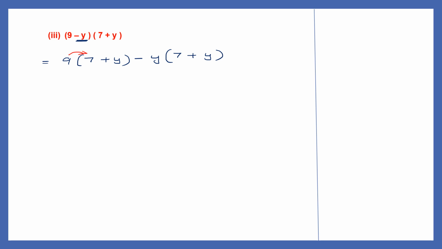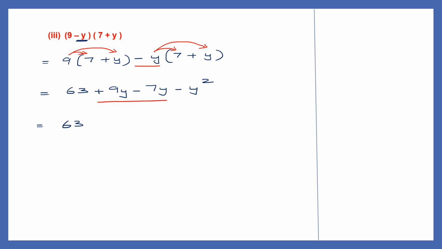Now let's do normal multiplication. First 9 into 7 and then 9 into plus y. So 9 into 7 is 63. 9 into y is plus 9y. In the same way, here minus y into 7 first and then into plus y. So minus y into 7 is minus 7y. Minus y into plus y is minus y square. Now here, let's look at the like terms. These are the like terms, so we have to simplify that. So here we have 63 plus 9 minus 7. 9 minus 7 is 2. So plus 2y minus y square. So this is our answer.